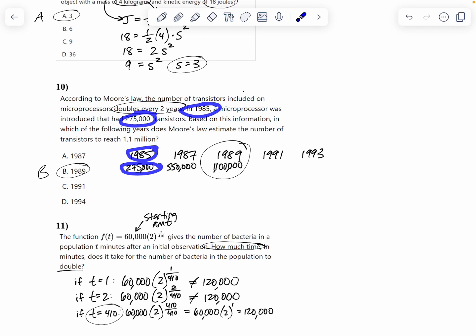And I know it doubles every 2 years. You see that I circled this? So that means 2 years later, 1987, this number doubled. 2 years later, 1989, this number doubled. Wait a second. Am I trying to reach 1.1 million? Oh, snap. There's the answer. Taylor Swift, 1989. Okay, great.